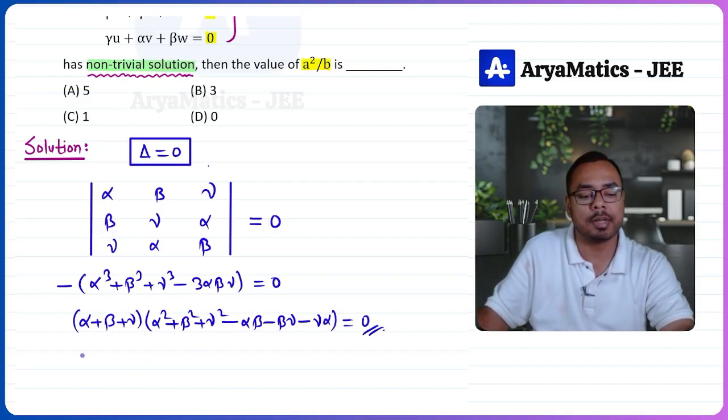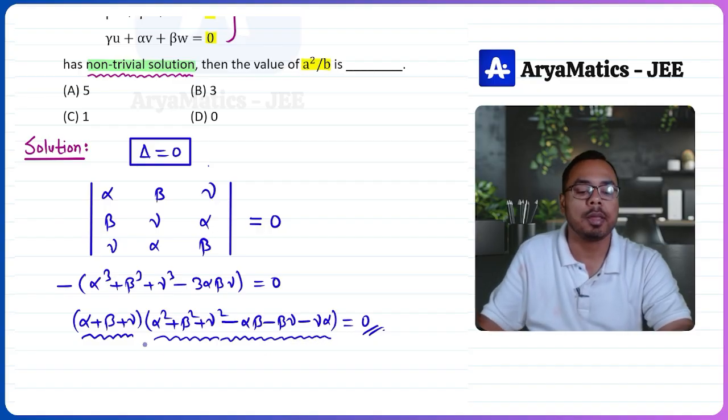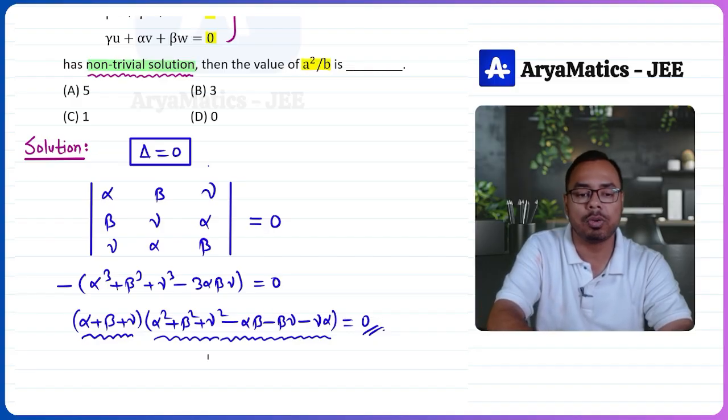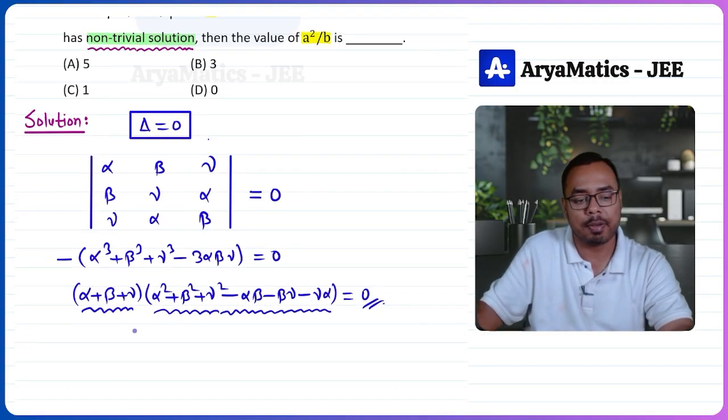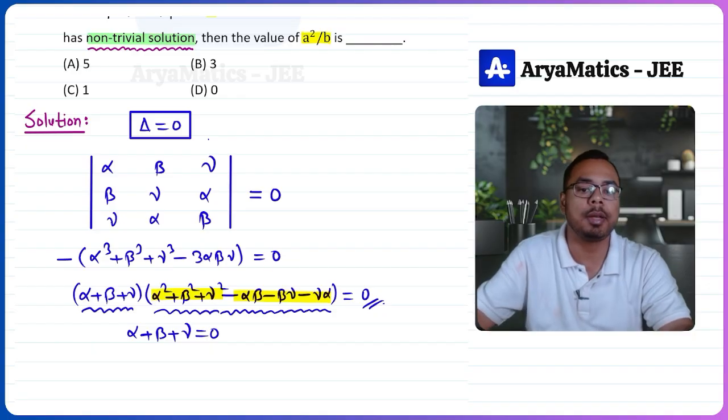Now there are two factors here. One is alpha plus beta plus gamma, and the other one is this quadratic factor in alpha, beta, and gamma, right? Now if the product of these two is 0, then there are two possibilities. Either alpha plus beta plus gamma will be 0, or the second term is 0, which means alpha square plus beta square plus gamma square minus alpha beta minus beta gamma minus gamma alpha is 0.